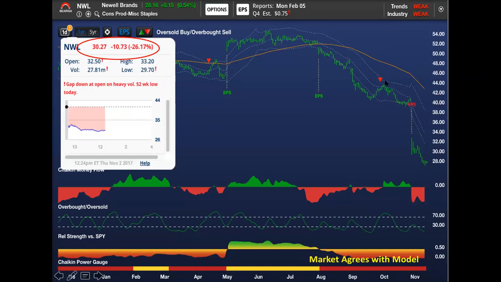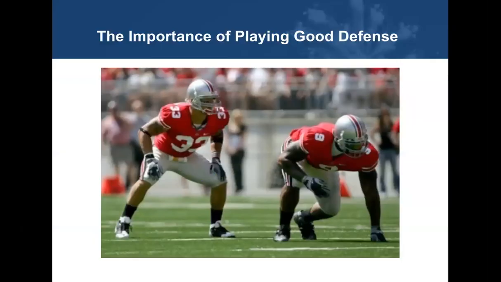Now, that was preceded by an overbought sell signal at the $42 level. So if you follow the discipline of trading weak stocks and weak industry groups on the downside, you're going to occasionally get lucky and be in a position on a stock like Newell ahead of a bearish earnings surprise.